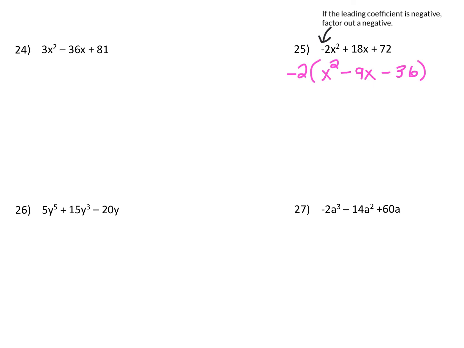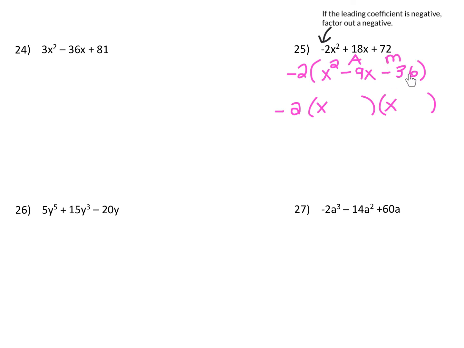Now remember, this greatest common factor just keeps coming down. Don't forget about that. And since we have a trinomial where the leading coefficient is a 1, we're going to open up 2 sets of parentheses. I'm going to put the square root of the first term in the first spot. And then I want to come up with 2 numbers that add to negative 9 and multiply to negative 36.